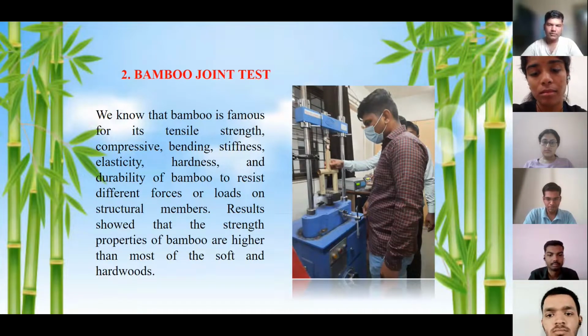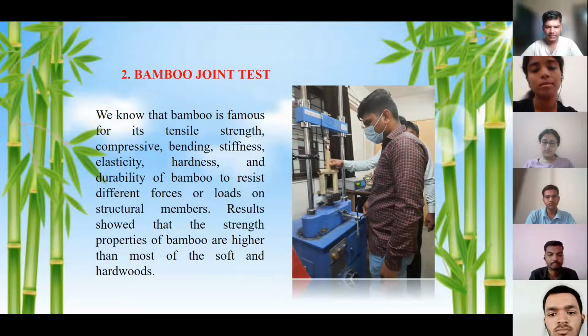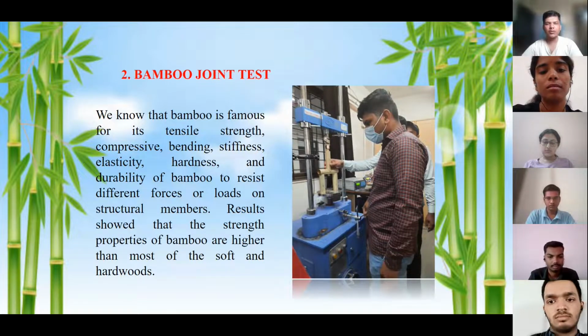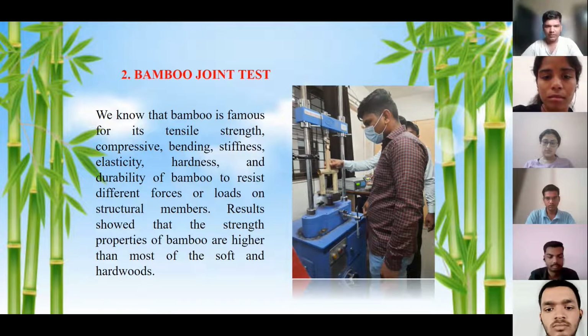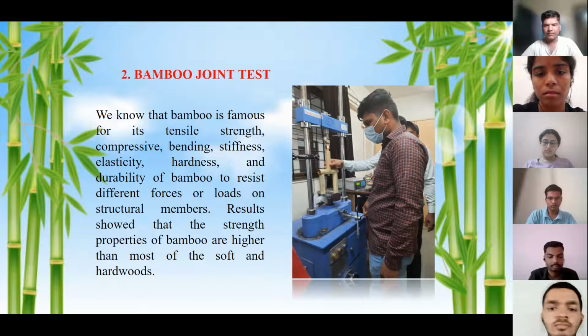Then the second one is the bamboo joint test. We know that bamboo is famous for its tensile strength, compressive bending, stiffness, elasticity, hardness, and durability to resist different forces or loads on structural members. Results showed that the strength properties of the bamboo are higher than most of the soft and hardwood. This picture we clicked in the lab for testing of the bamboo joint.